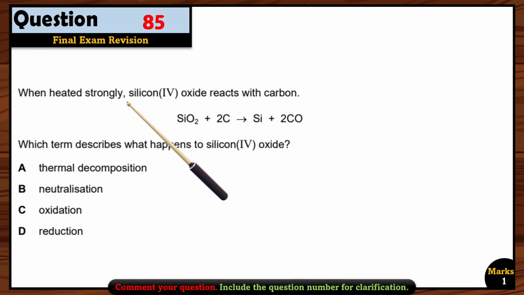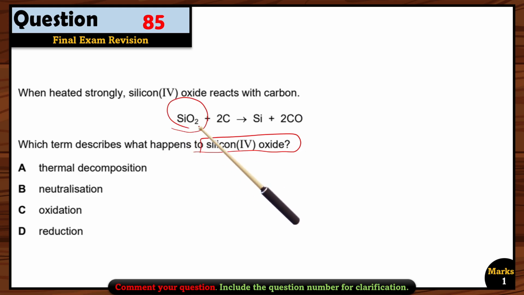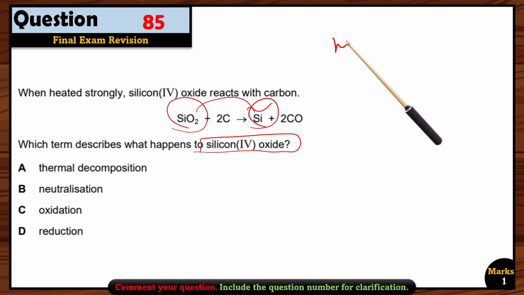When heated strongly, silicon oxide reacts with carbon. Which term describes what happens to silicon oxide? If you see, this is your silicon oxide, right? And in the product, what happened? The silicon is just alone without oxygen. So what does it mean? Oxygen has been removed. When oxygen is removed, that is called reduction.